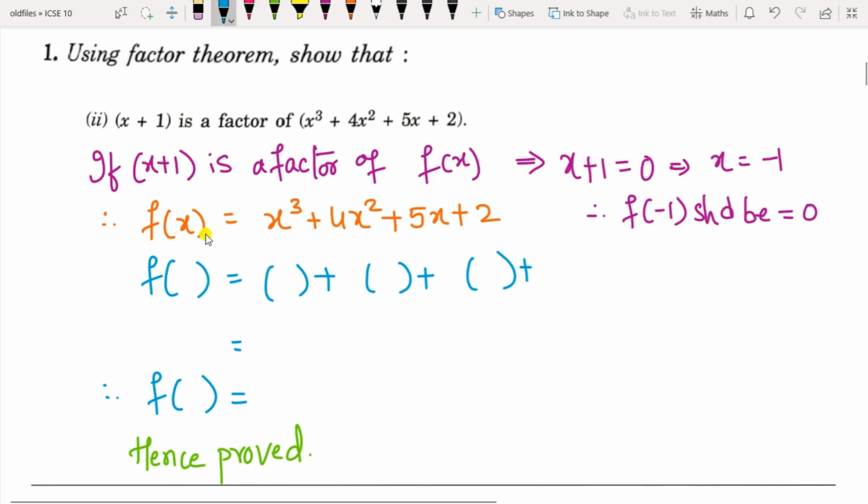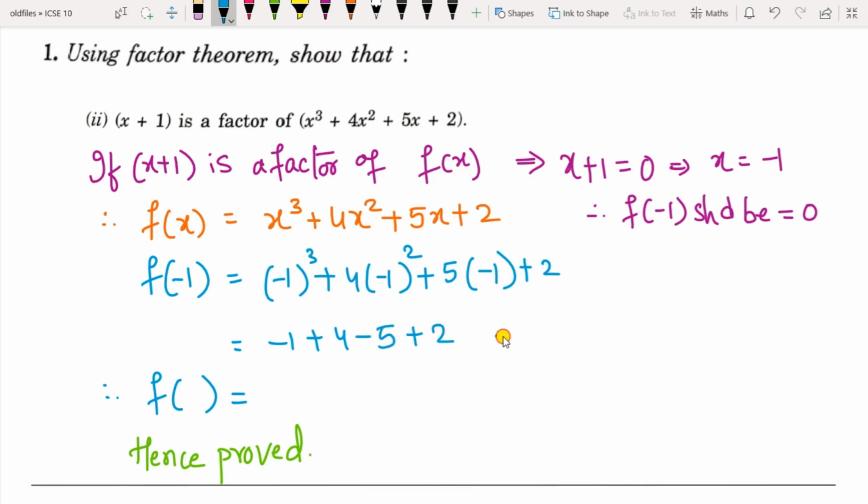So write the given equation here. f(x) is x cube plus 4x square plus 5x plus 2. Substitute x equal to minus 1. So this is (minus 1) cube plus 4 times (minus 1) square plus 5 times (minus 1) plus 2. So this becomes minus 1 plus 4 minus 5 plus 2. So here it is minus 6 plus 6, which is f of minus 1 equal to 0, and hence proved. As the remainder is 0, therefore x plus 1 is a factor of the given polynomial f(x).